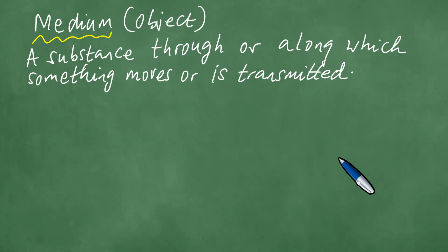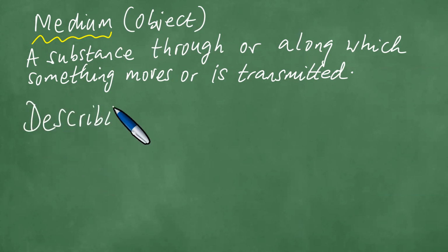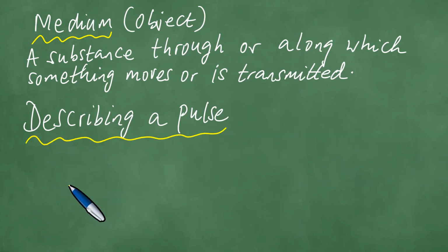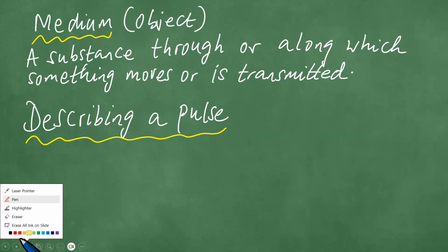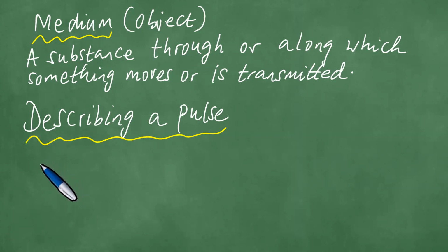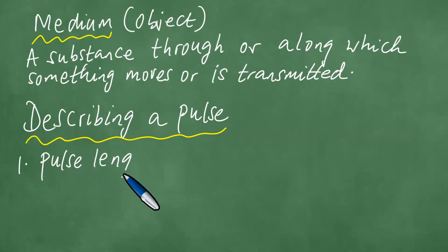Now let us look at a couple of definitions here that we need to learn. Let us look at describing a pulse. We have defined a pulse as a single disturbance. A single disturbance is a pulse. So, pulse length. What do we mean by pulse length?